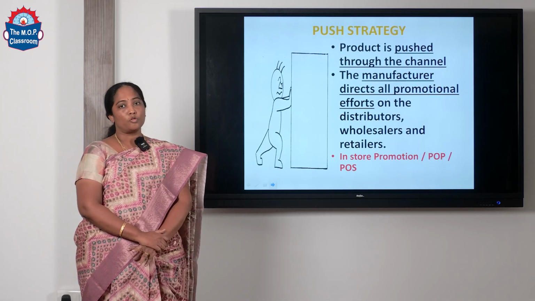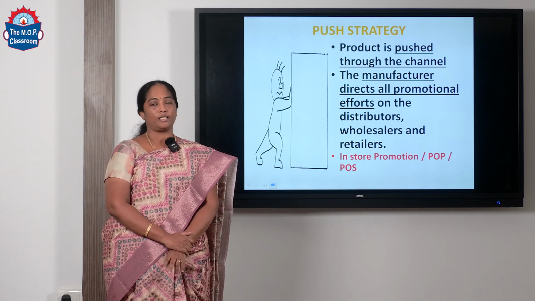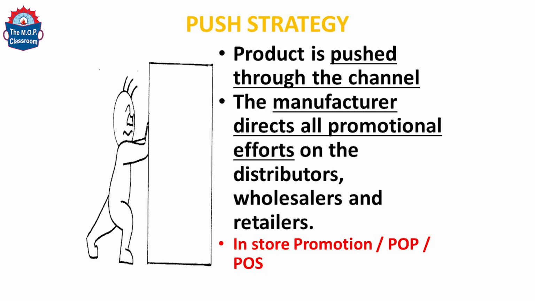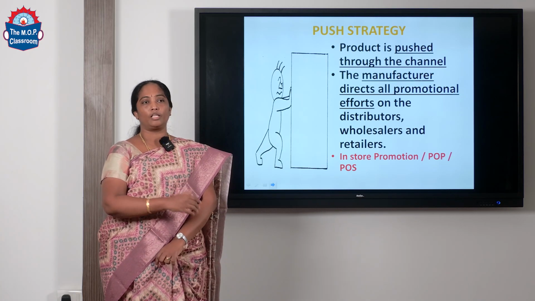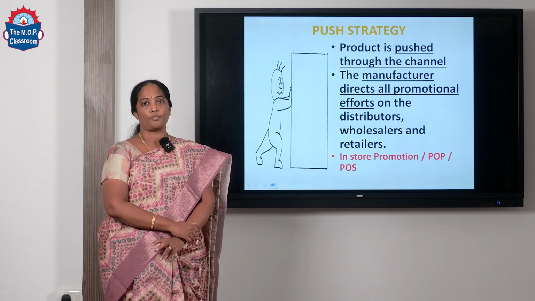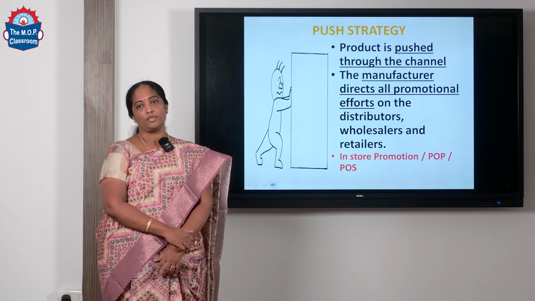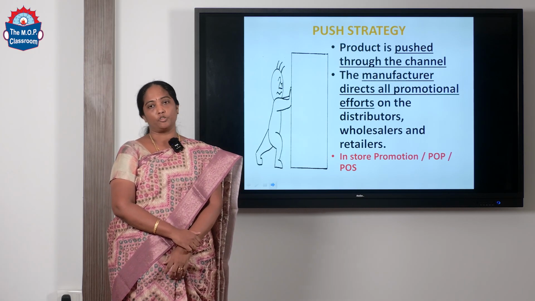And then under the promotional strategies, we have two types of strategies. One is the push strategy and the other one is called the pull strategy. Under the push strategy, it is basically pushing the products through the channel, where the manufacturer is actually putting in the promotional efforts to make all the wholesalers, retailers and distributors promote their products. And we have several mechanisms through which we achieve this push strategy, and some of them are point of sales, point of purchase and in-store promotions.